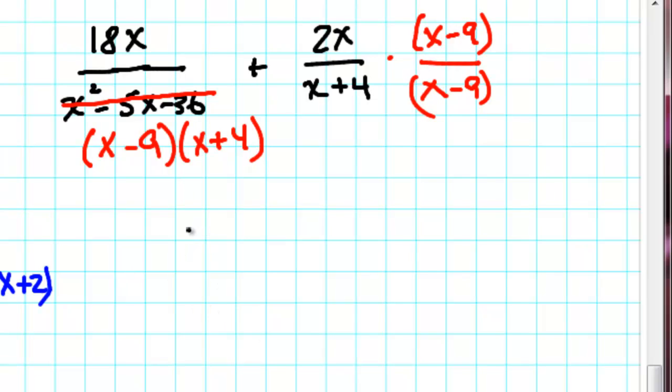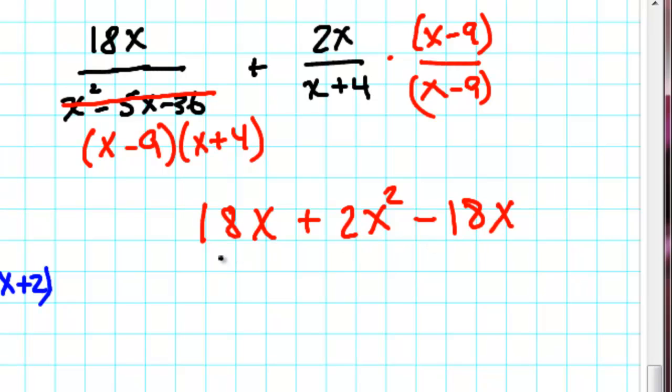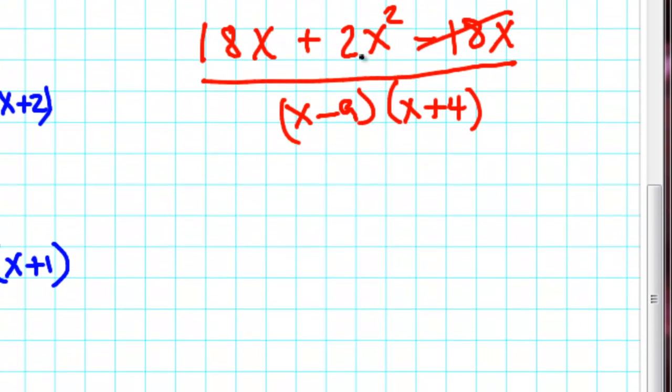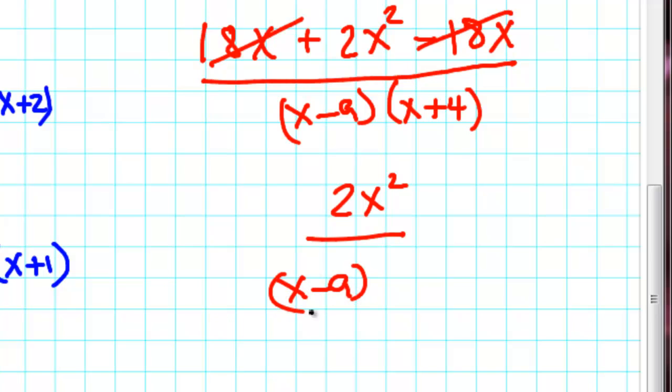So here we have on the top 18x plus, and now here we've got 2x times x is 2x squared, and 2x times negative 9 is negative 18x, all over x minus 9 times x plus 4. When we combine like terms on the top, those cancel out, and our final answer is 2x squared over x minus 9 and x plus 4.